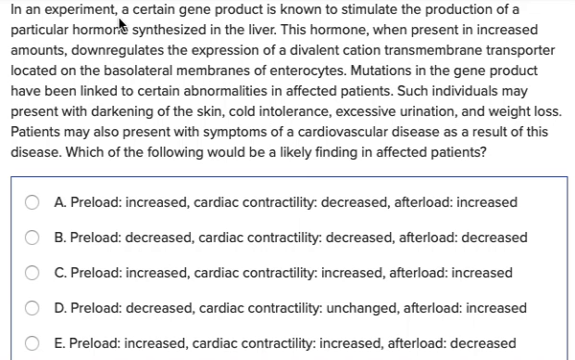In an experiment, a certain gene product is known to stimulate the production of a particular hormone synthesized in the liver. This hormone, when present in increased amounts, downregulates the expression of a divalent cation transmembrane transporter located on the basolateral membranes of enterocytes. Mutation in the gene product has been linked to certain abnormalities in affected patients.